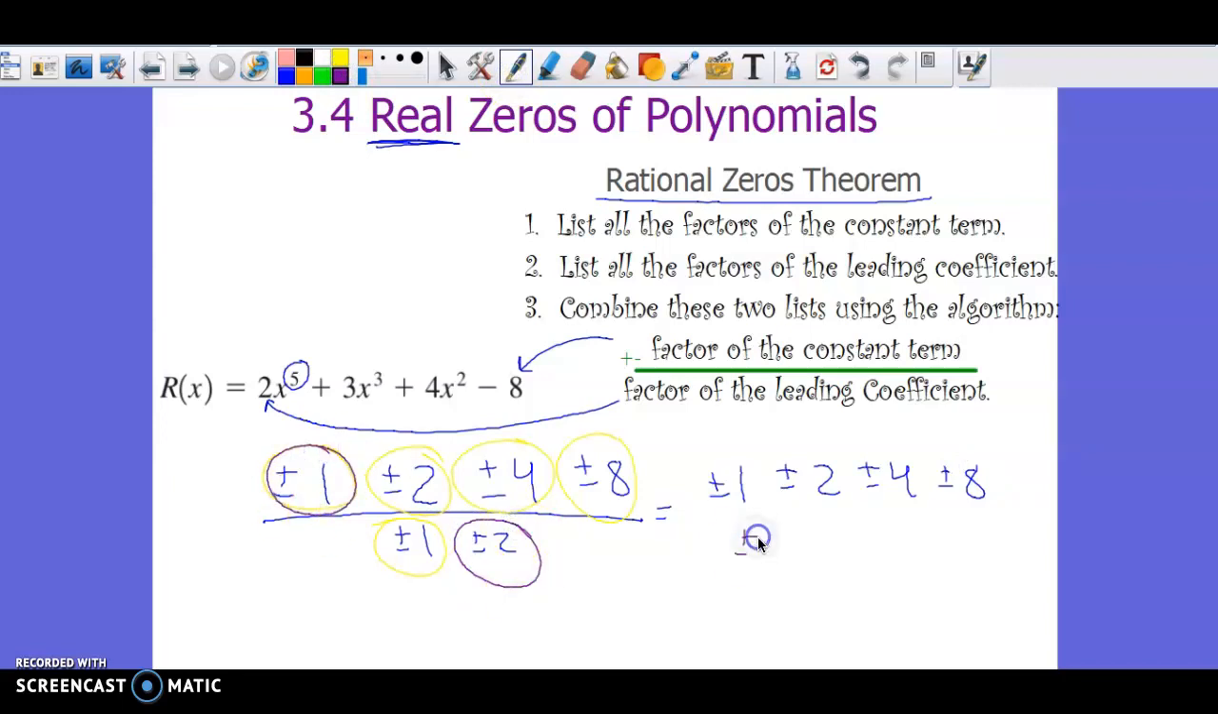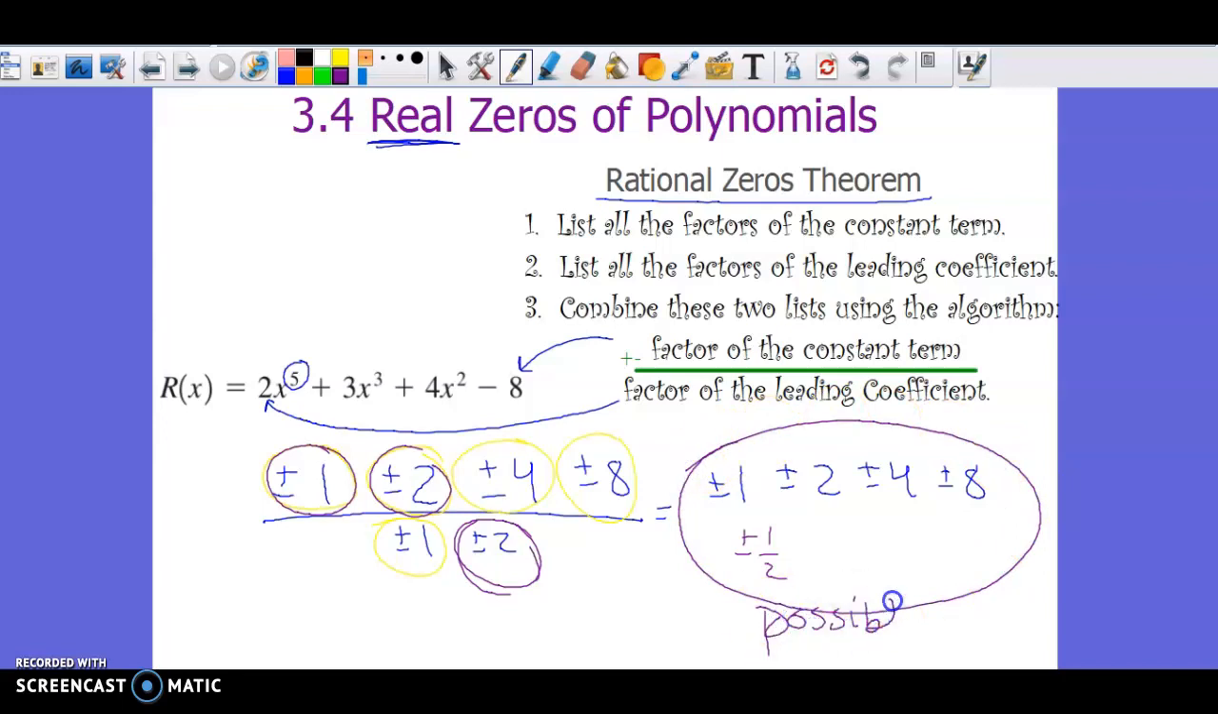Well, 1 over 2 is just 1/2. 2 over 2, 1, already have it. 4 over 2, 2. 8 over 2, 4. So these are my possible zeros. Possible is the key word. Doesn't mean that they actually are zeros. Keep in mind, I should only have 5. So at most, would 5 of these numbers work? Chances are it probably won't actually be that many, because there could be some repetition, and there might even be some imaginary ones.